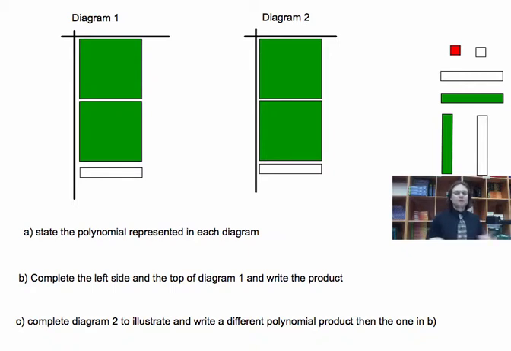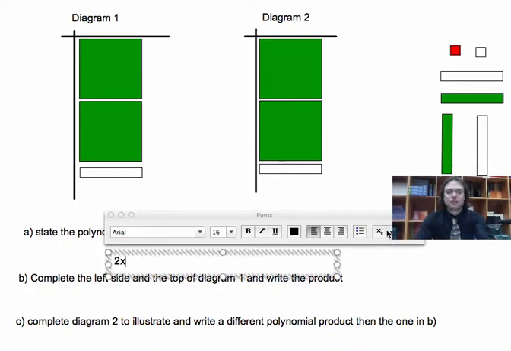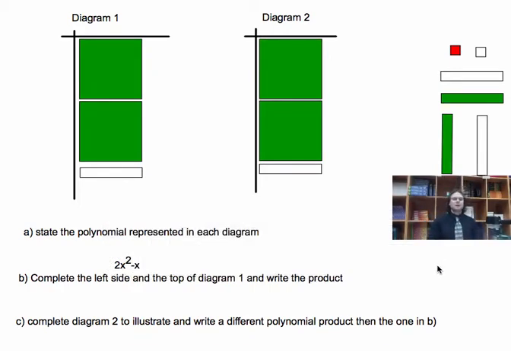So, what is the polynomial in each diagram? Both of them, I have 2x squared minus x. So we're going to put that in: 2x, and it's going to be squared, and we want to take away x. So that is the formula for both of them. Now it says complete the left side of the top diagram, diagram 1.